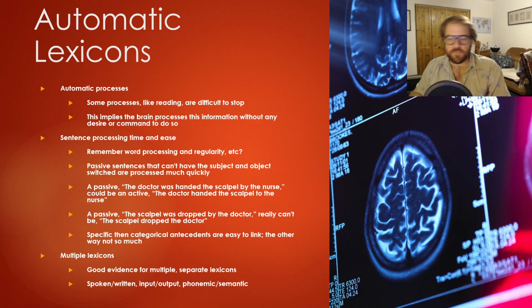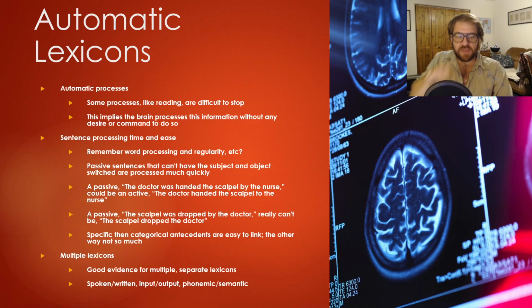Okay, so let's talk about agents. We talked about this just a little bit when we were talking about active and passive sentences and reversible and irreversible sentences. By the way, the first one, this passive, the doctor was handed the scalpel by the nurse. This is a reversible sentence because it can go the other way. The doctor handed the scalpel to the nurse. But the scalpel was dropped by the doctor can't be the scalpel dropped the doctor. That's an irreversible sentence. So the agent is the thing that's active. It's the one that's doing the acting. It's the doer. But it's not always the subject of the sentence.